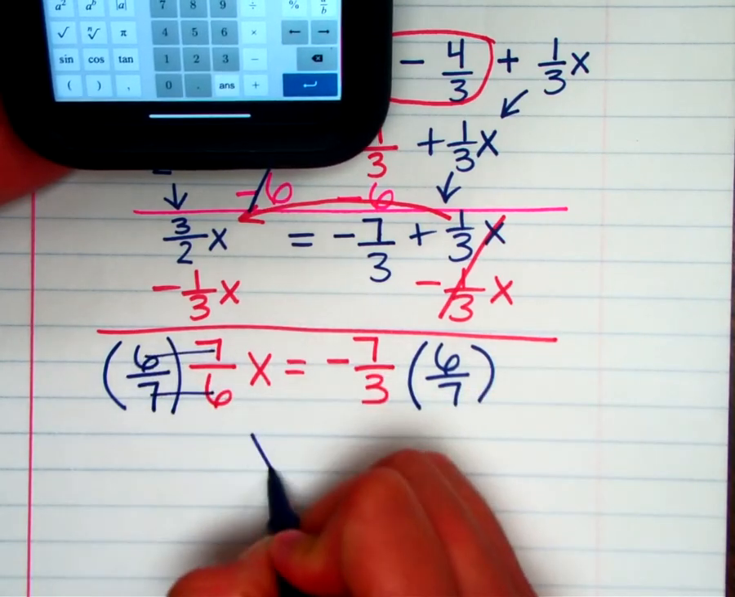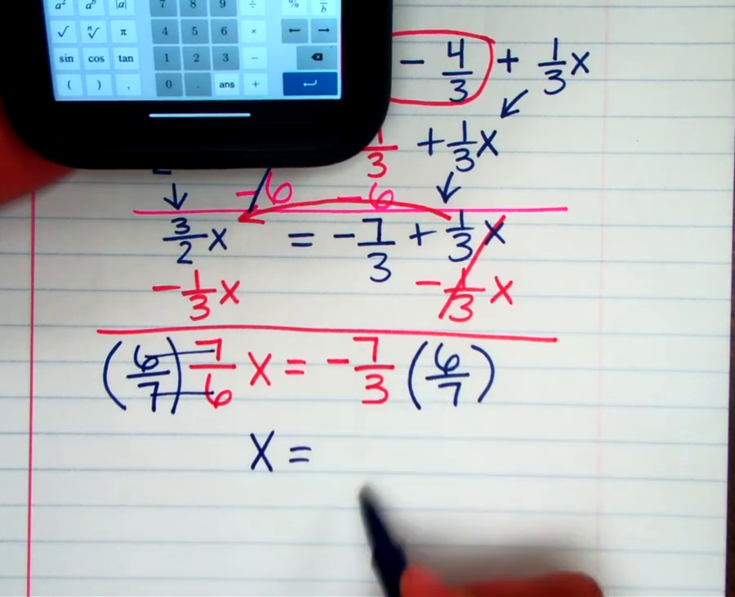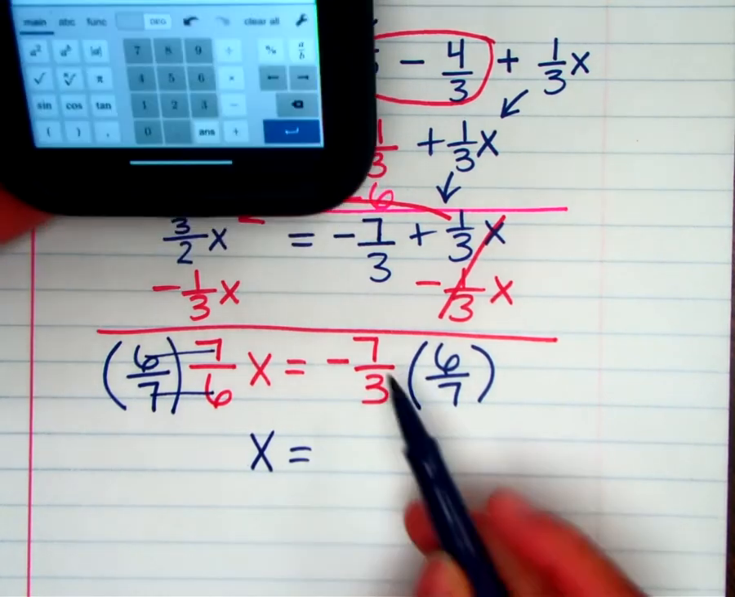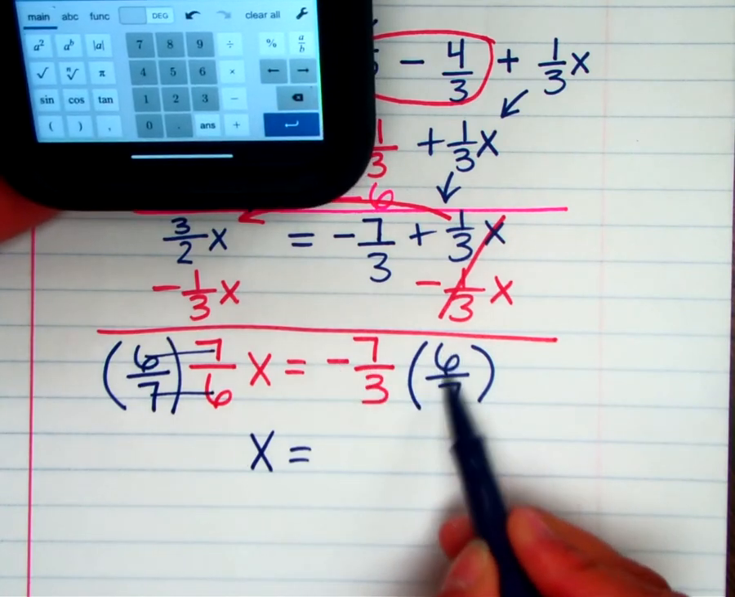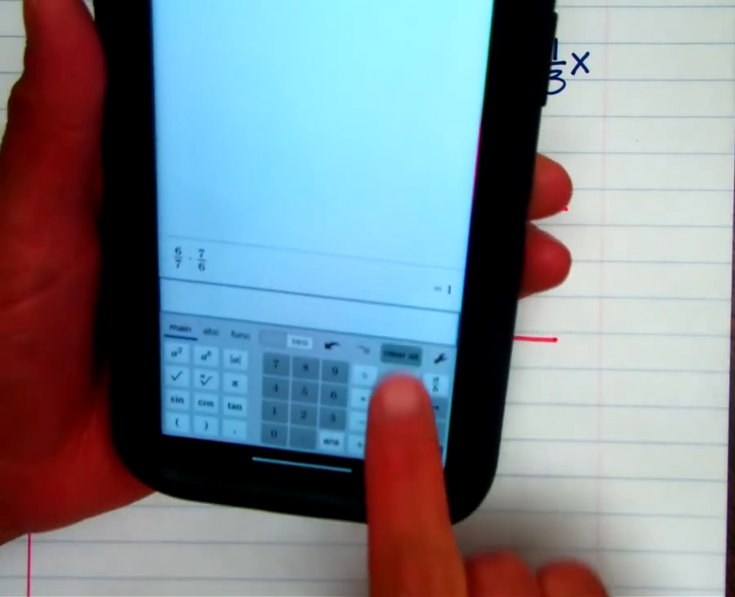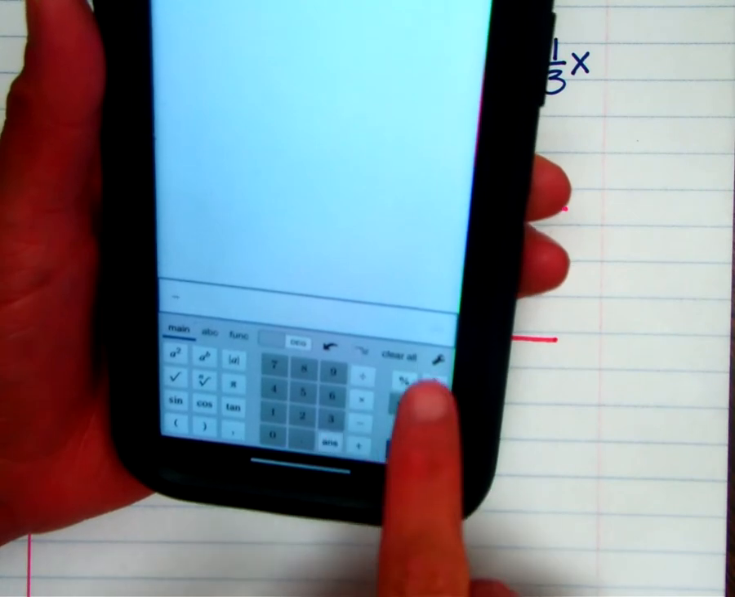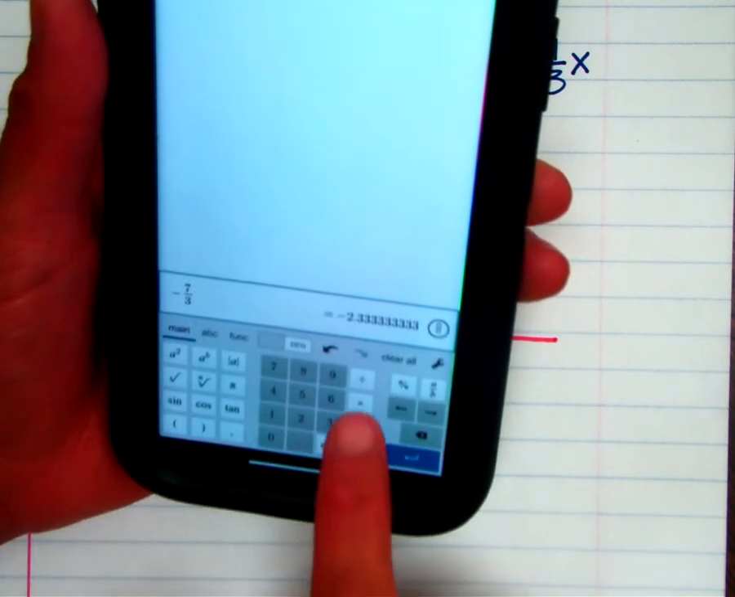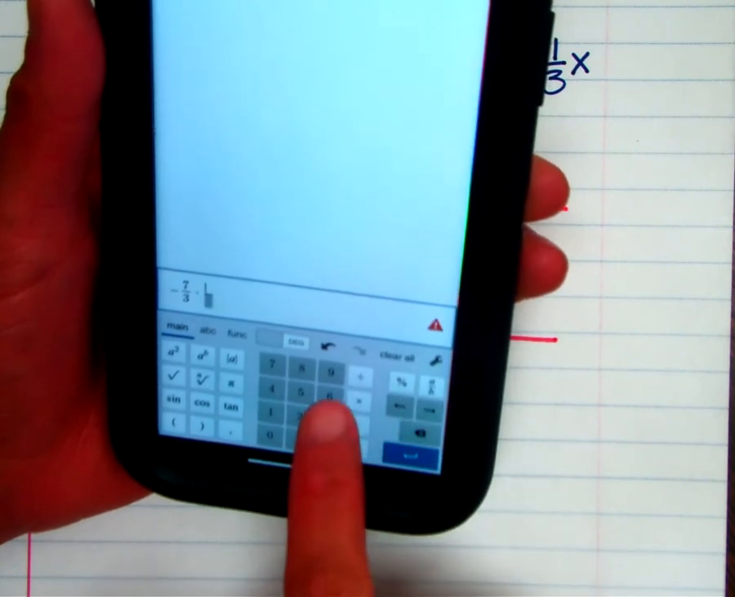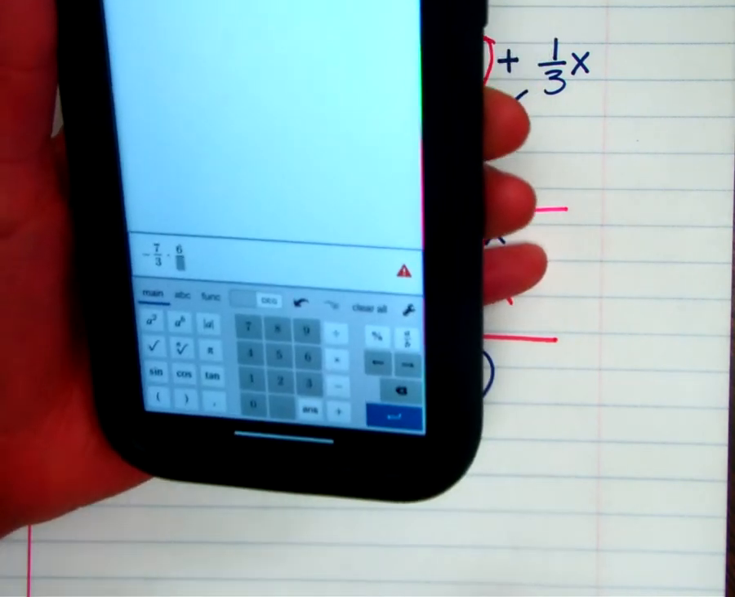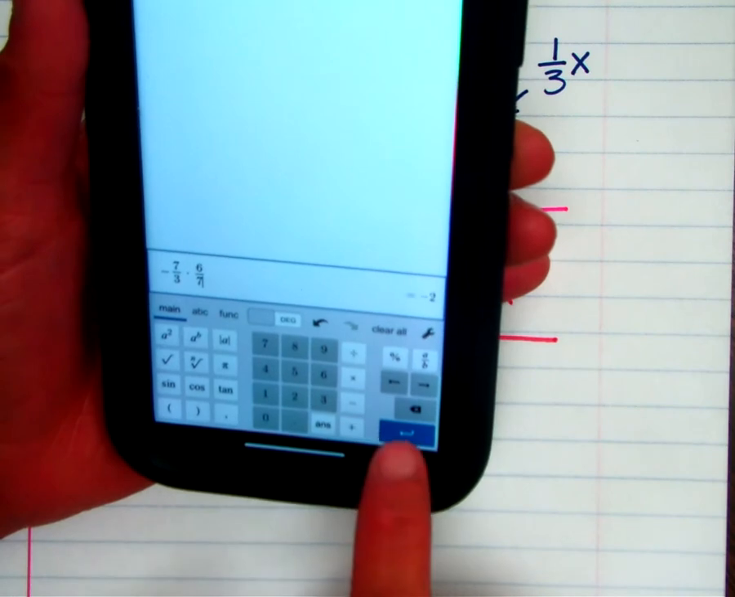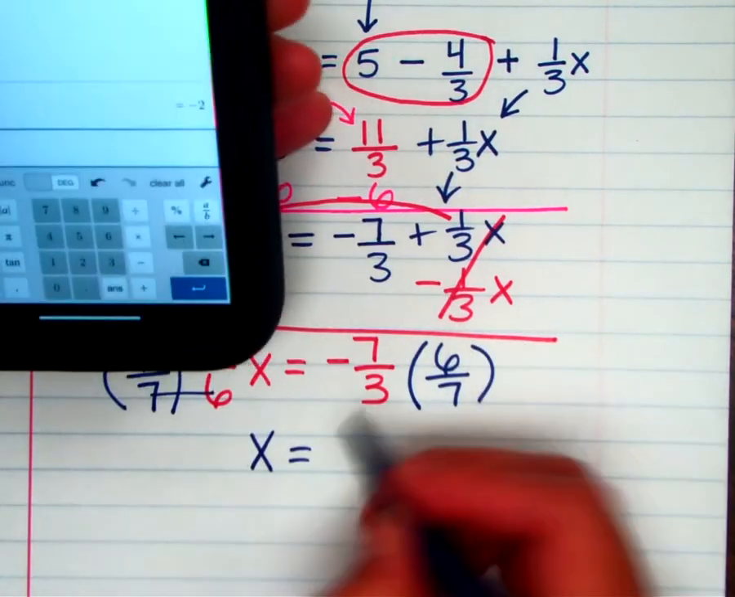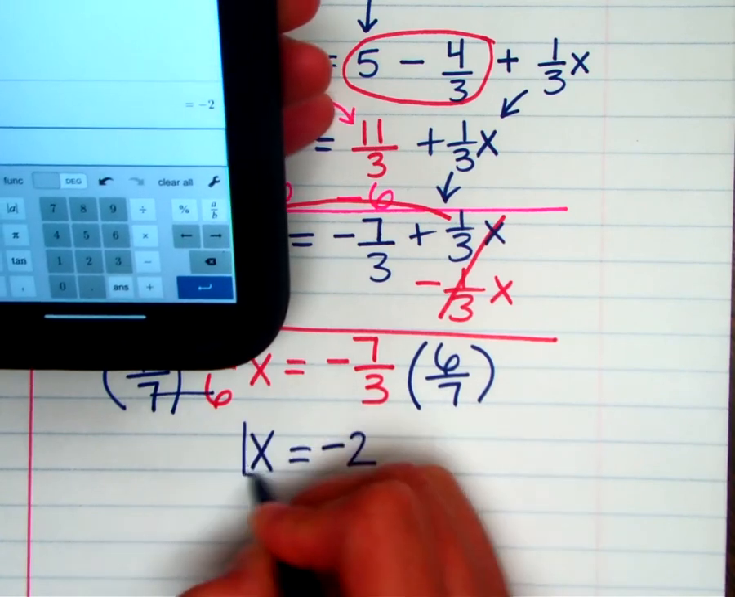X equals, and now we can take this and multiply straight across, or you can put it into your calculator. So we're going to take -7/3 times 6/7. It's a -2. So your answer should be x equals -2.